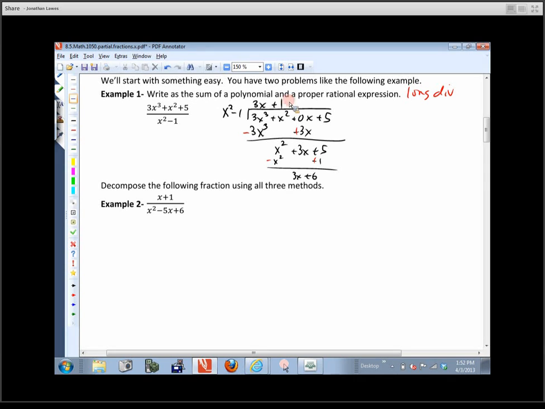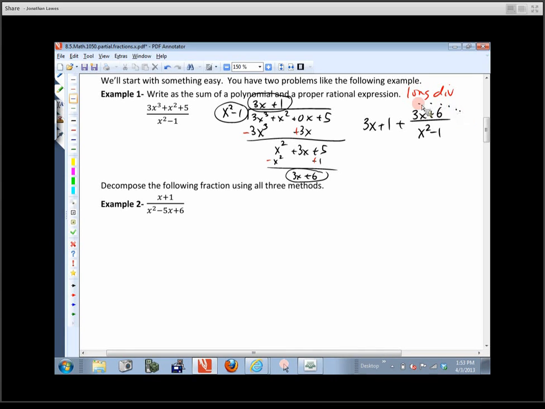This is, anybody remember the name for this? Quotient. This is the remainder, and this is the divisor. This is what we were dividing by. So the answer to this is the quotient plus the remainder divided by the divisor.